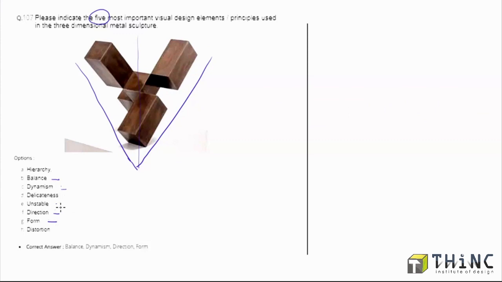So if you actually look at the word unstable, this is a sculpture which is actually unstable. It will not stand on its own. So unstable also could be a correct option for the given image. So if they are asking for the five, the best options should be balance, dynamism, unstable, direction, and form. Moving on to the next one.